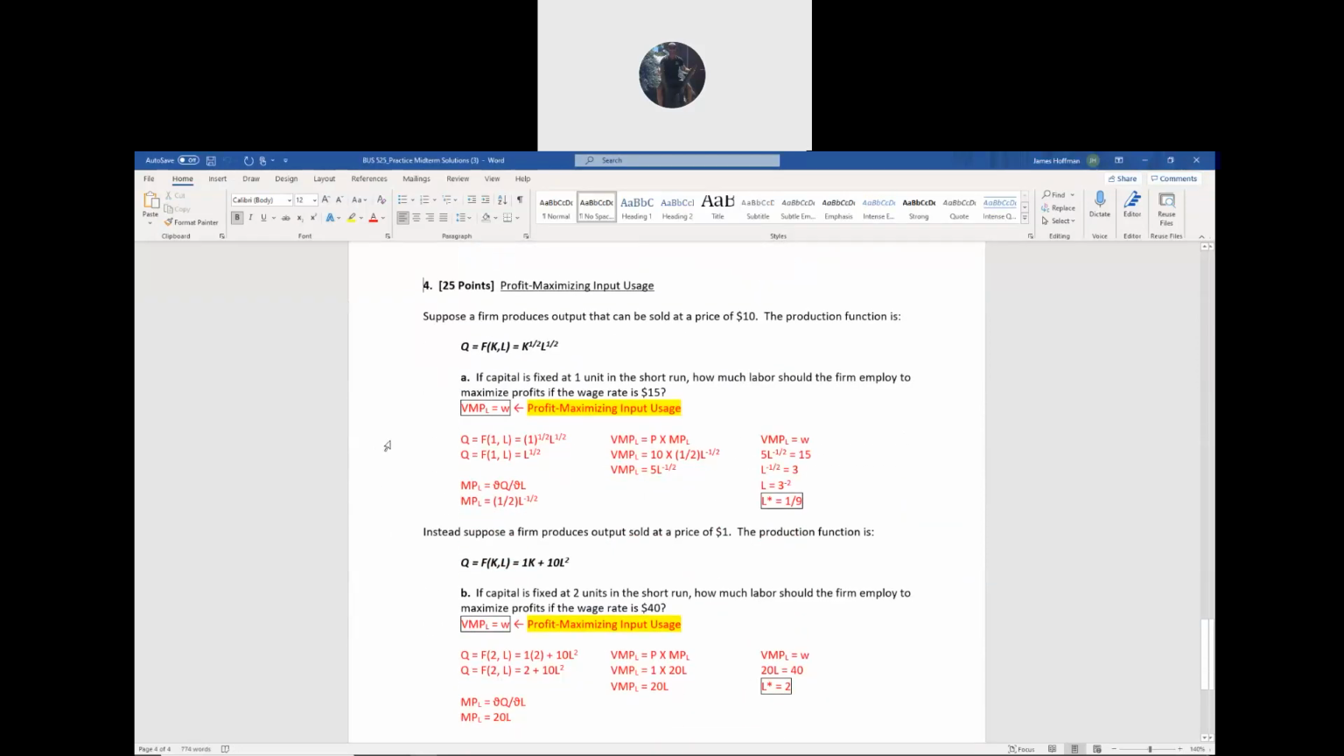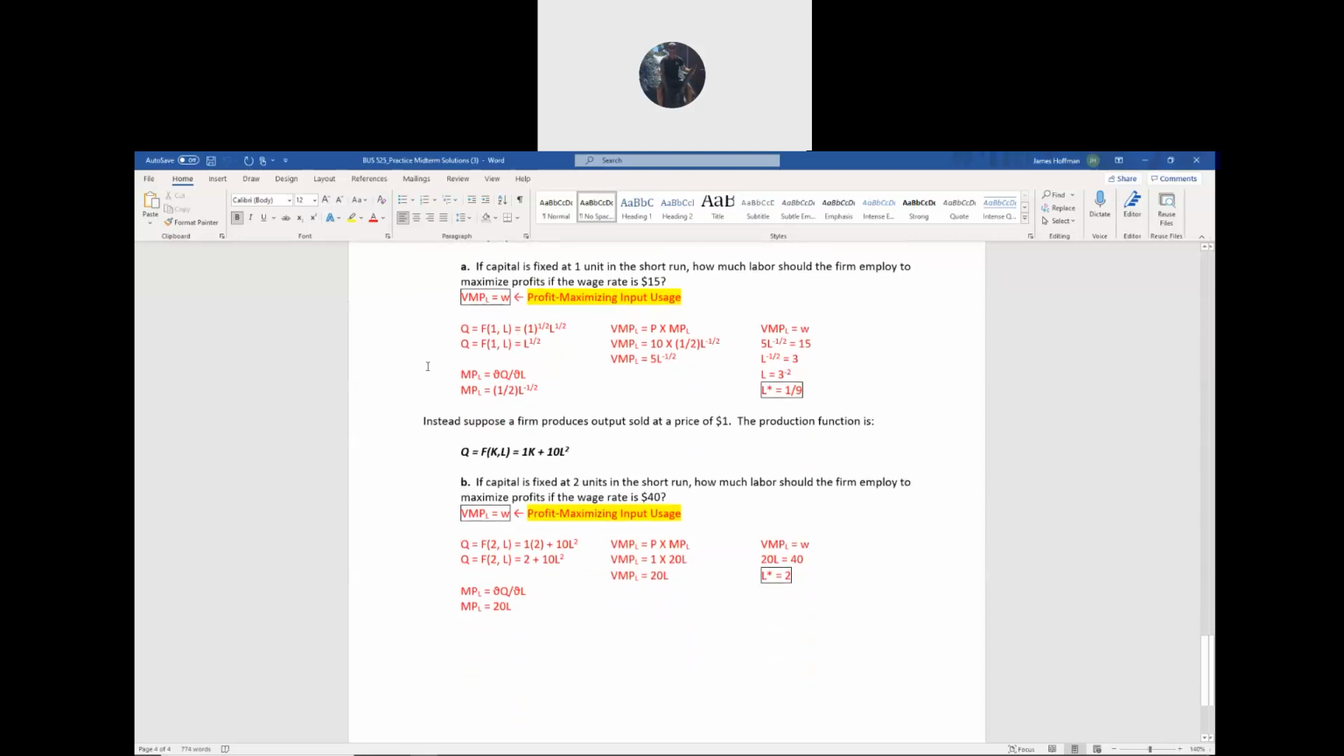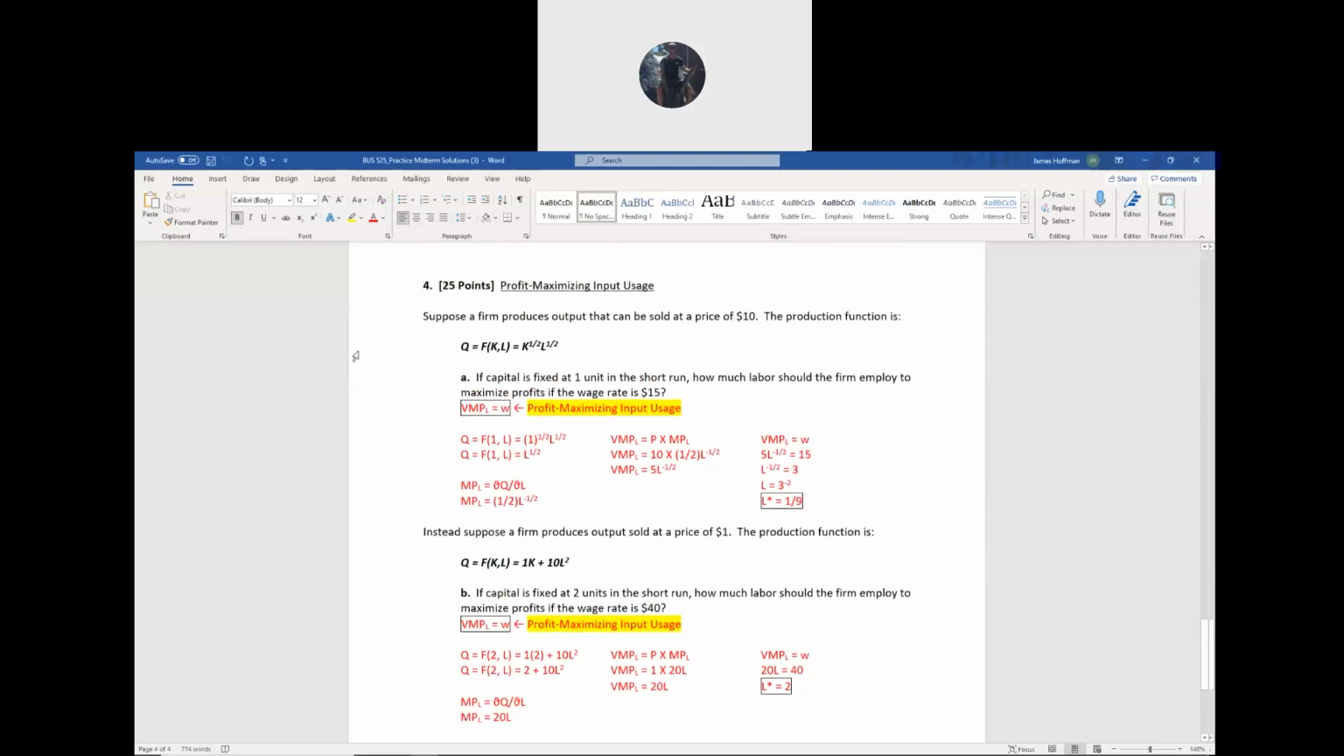All right, then the last one is based on the chapter 5 material, which is finding the profit maximizing level of labor to use to max profit in a couple examples. Okay, so let's suppose a firm produces output that can be sold at a price of $10, and the production function is Q equals K to the 1/2 L to the 1/2. So typical Cobb-Douglas production function.